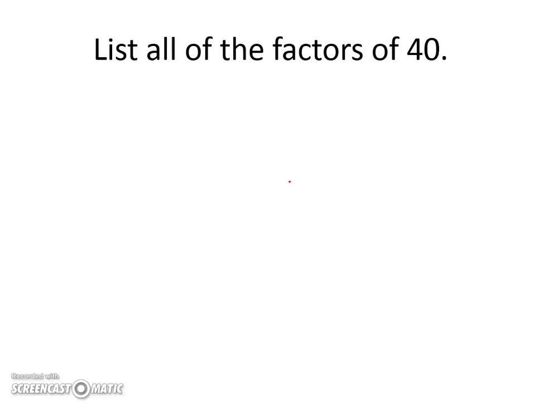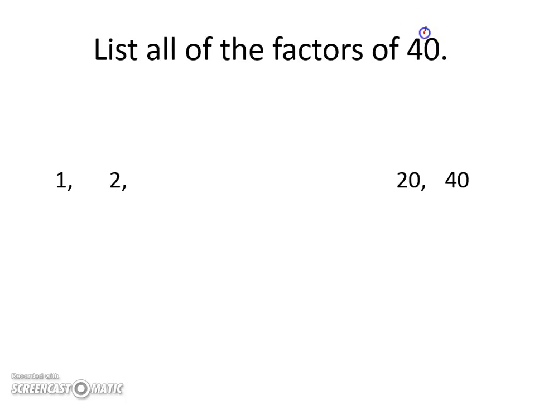Let's look at one more. Let's list all the factors of 40. Well, I start with 1. Does 1 go into 40? Yes, because 1 is a factor of every whole number. So I've got 1 and 40. Notice they would connect if I were making a rainbow. Then I go to the next number. Does 2 go into 40 evenly? Well, 40 is an even number, so I know 2 goes into it evenly. 2 by 20.